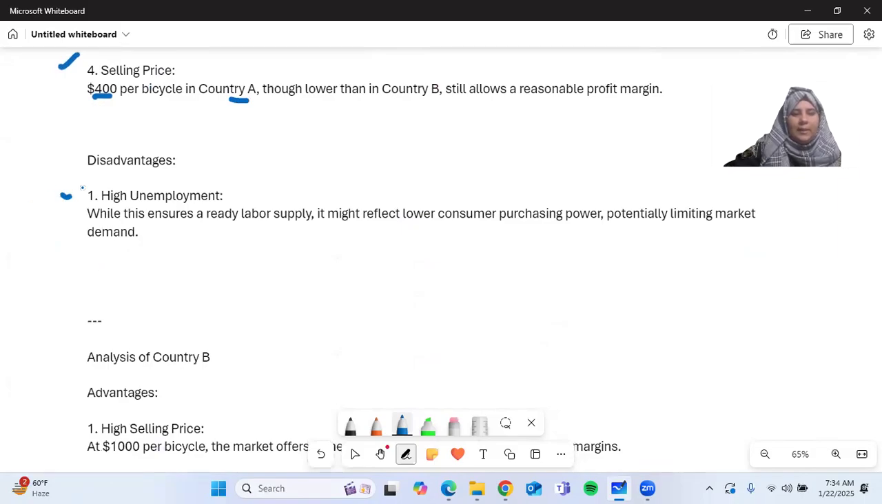There is high unemployment. While this ensures a ready labor supply, it might reflect lower consumer purchasing power, potentially limiting the market demand. Of course, in any country, if the unemployment rate is very high, it is good for the supply of labor. But it also means the purchasing power of the consumers will be low, because at the end of the day, if they are not employed, how can they arrange the cash to purchase the bicycles?